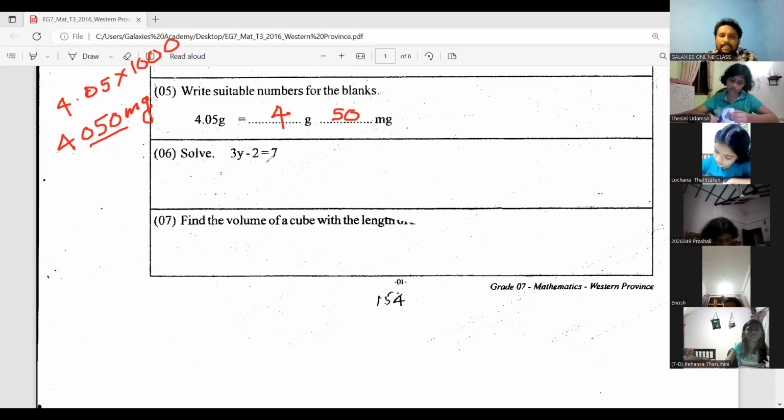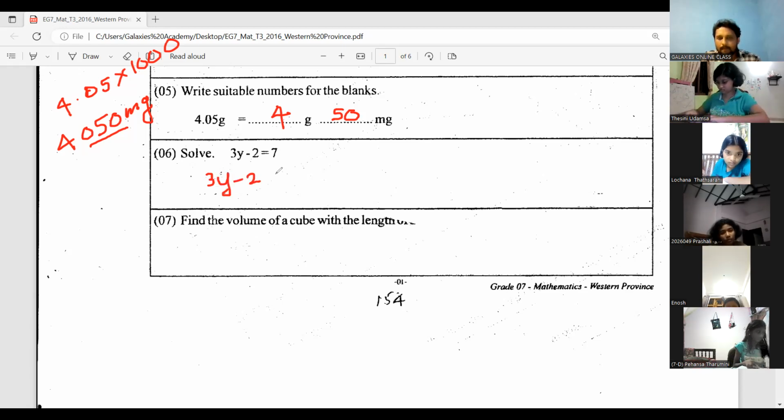Quickly write the answers. Okay, then next one. 3y minus 2 equals 7. Using this space, you have to solve this one. What you have to do? First, this -2 you have to remove from this side. So how do you remove it? On both sides you have to put +2. Then -2 and +2 cancel. 3y equals 9.